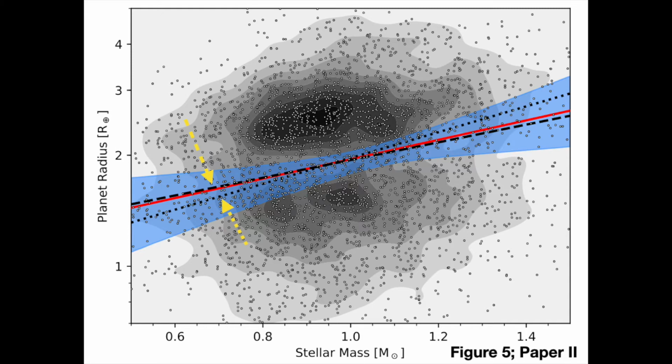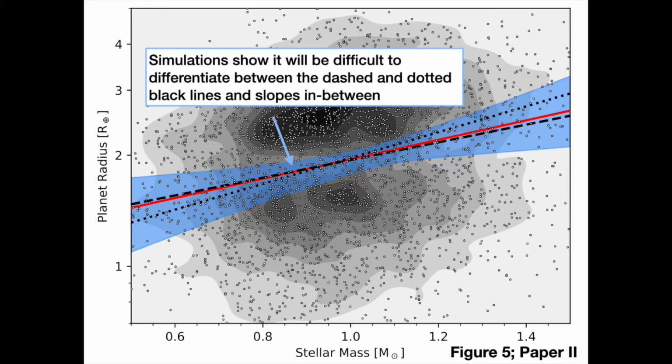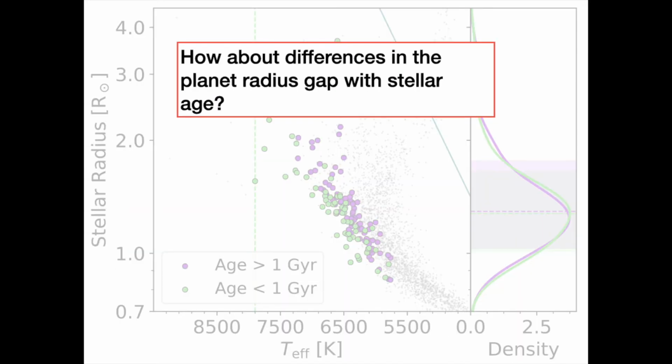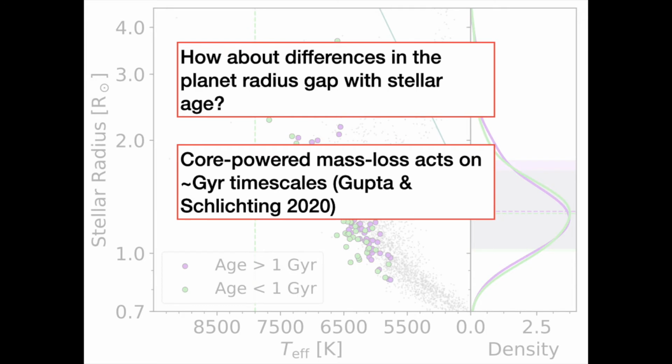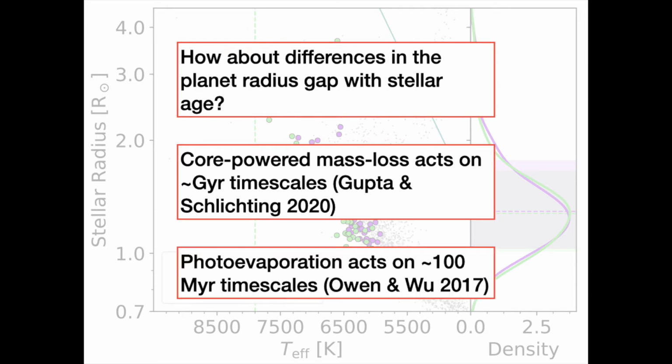We also performed Monte Carlo simulations with this data and find that it would take over 20,000 planets with 1% precisions on planet radius and stellar mass to differentiate between photoevaporation's required planet stellar mass dependence and core-powered mass loss, a feat that is not currently possible. Another area of parameter space that could be used to differentiate between core-powered mass loss and photoevaporation is stellar age. Core-powered mass loss is expected to occur on timescales of a gigayear or more, whereas photoevaporation is expected to act in the first 100 million years.